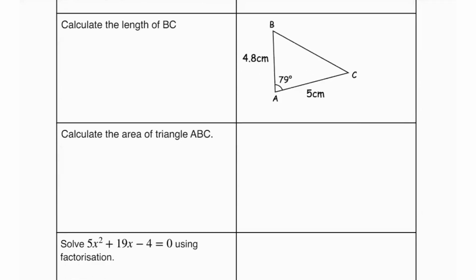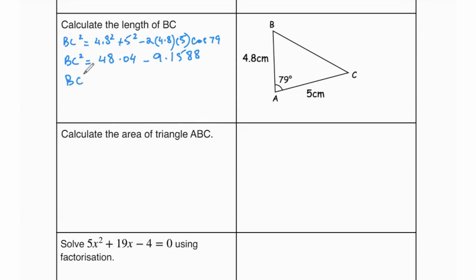Next question says, calculate the length of BC. So we have this non-right angle triangle. They've given us 2 lengths and the angle between them. So clearly we're going to use the cosine rule to find the third length. BC squared equals 4.8 squared plus 5 squared minus 2 times 4.8 times 5 times cos of 79. That's going to give us 48.04 minus 9.1588, which is 38.88. Take the square root on both sides, and BC is going to equal 6.24 centimeters. Correct to one decimal place, it's going to be 6.2.